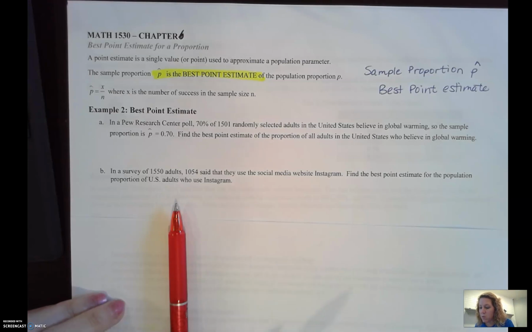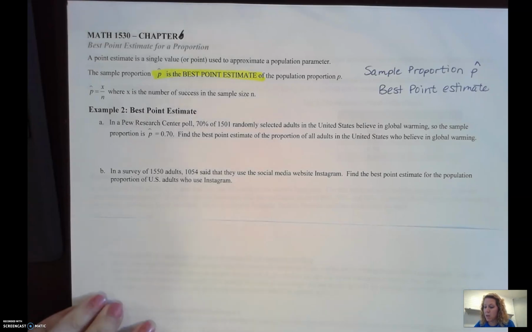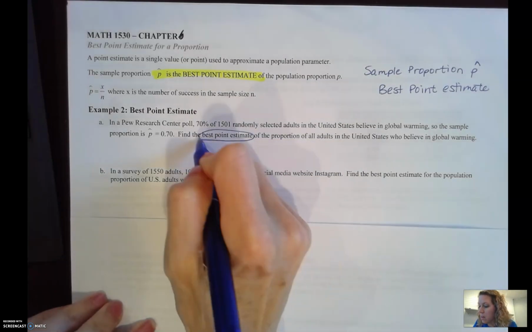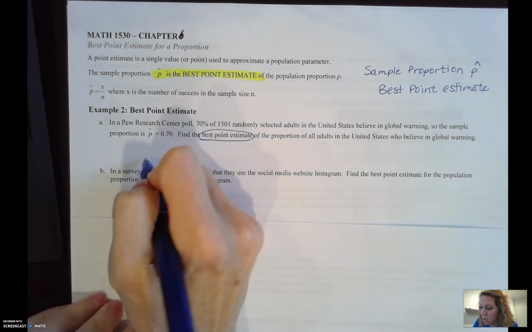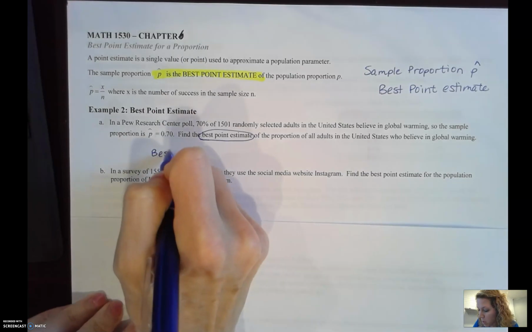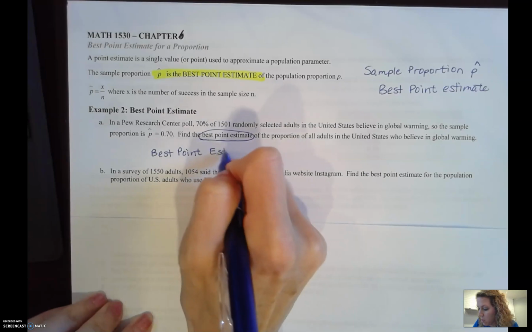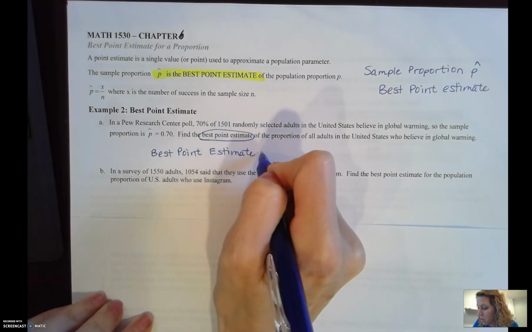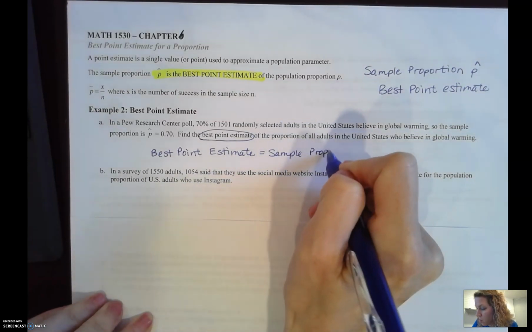In a Pew Research Center poll, 70% of 1,501 randomly selected adults in the U.S. believe in global warming. So the sample proportion p hat is 0.70. Find the best point estimate of the proportion of adults in the U.S. who believe in global warming. So the best point estimate, remember, is going to be our starting point. In this case, our starting point is going to be our sample proportion, or p hat.